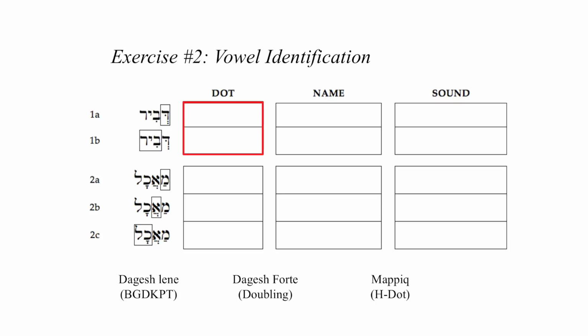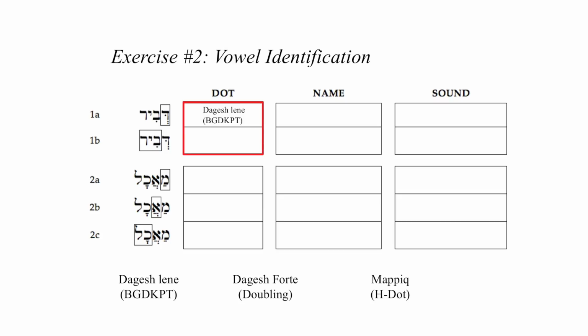Remember that we have dagesh lene, the begad kafat dot, which never follows a vowel. Dagesh forte, the doubling dot, always follows a vowel. And the mapik, or H dot, is only used in final he. So as we look at example number 1, you'll notice that in 1a, where we're focusing in on the dalet, it has a dot. It is not preceded by a vowel. This has to be a begad kafat dot or a dagesh lene.